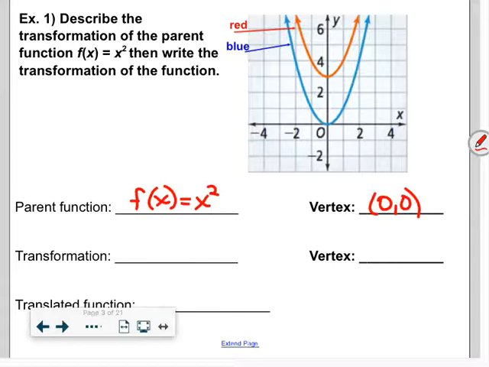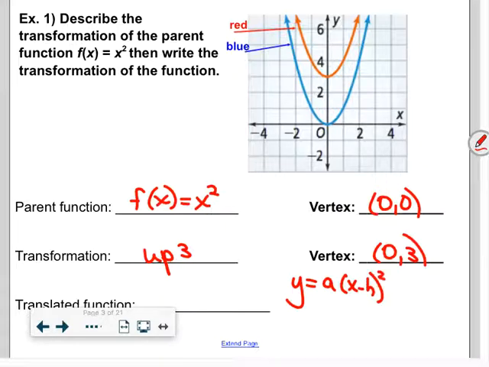So now, Chris, what happened to the vertex from the blue one to the red one? Where did the vertex go? Shifted up. Good. Okay, it's up 3 units. Now, here's what I want you to write down where you have a little bit of space. The vertex is at h, comma, k. H is the left, right, and k is the up, down.